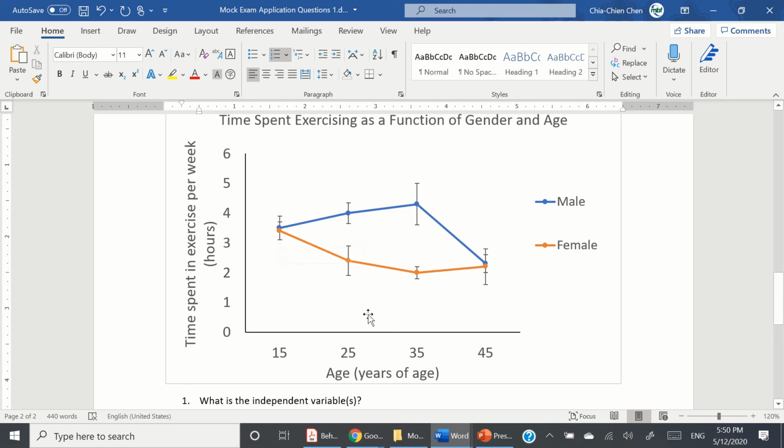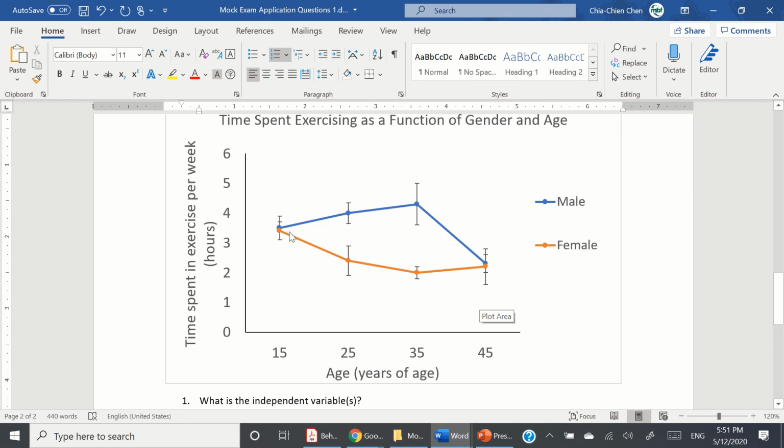15 years old females also spend more time exercising than 35 years of age females, and also more time exercising than 45 years of age. Now for the rest, 25 versus 35, not significant. You're looking at the error bars, there's a lot of overlap. 25 versus 45 also has a lot of overlap, which means they're not significant. What about 35 versus 45? Also not significant, the error bars are overlapping a lot.